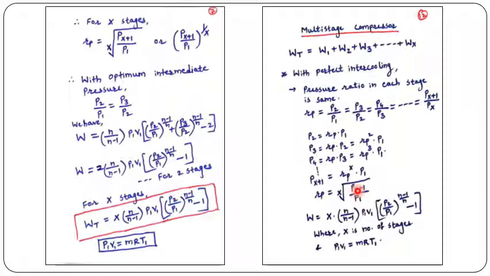Suppose you have 2 stages, then the final delivery pressure will be P3, and the suction pressure will be P1. If you have 3 stages, the final pressure will be P4, and the suction pressure will be P1. So, you need to take either square root, cube root, or fourth root depending on the number of cylinders, and the total work done is obtained by multiplying the work required in any one of the stages by the number of stages. So, that is all about the analysis of the multi-stage compressor.